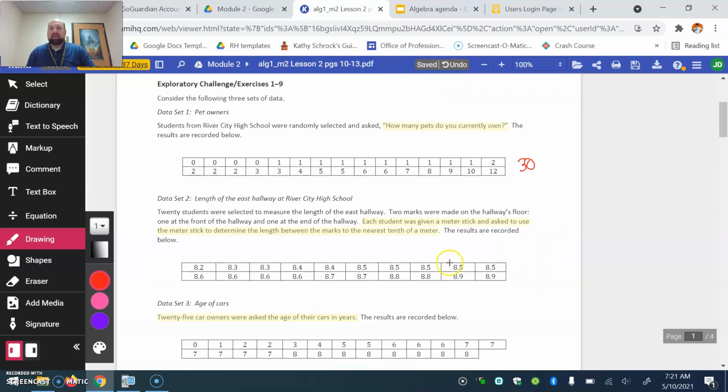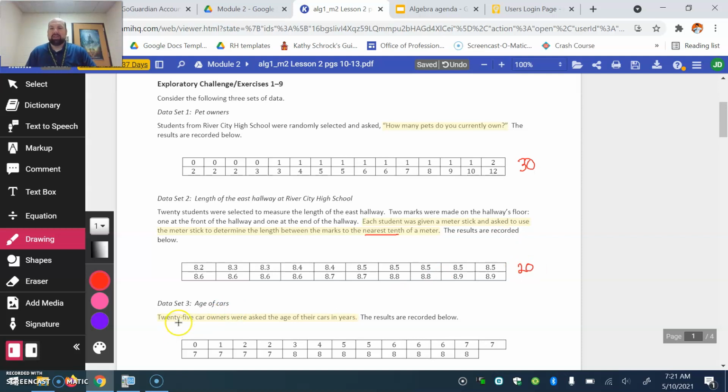In data set 2, length of the east hallway, same high school. 20 students were selected to measure the length of the east hallway. Two marks were made on the hallway floor, one at the front of the hallway, one at the end. Each student was given a meter stick, kind of like a yardstick, only it's meters, and asked to use that to determine the length to the nearest tenth. So they had to basically eyeball it and come close. The results are recorded. So they told you there were 20 students.